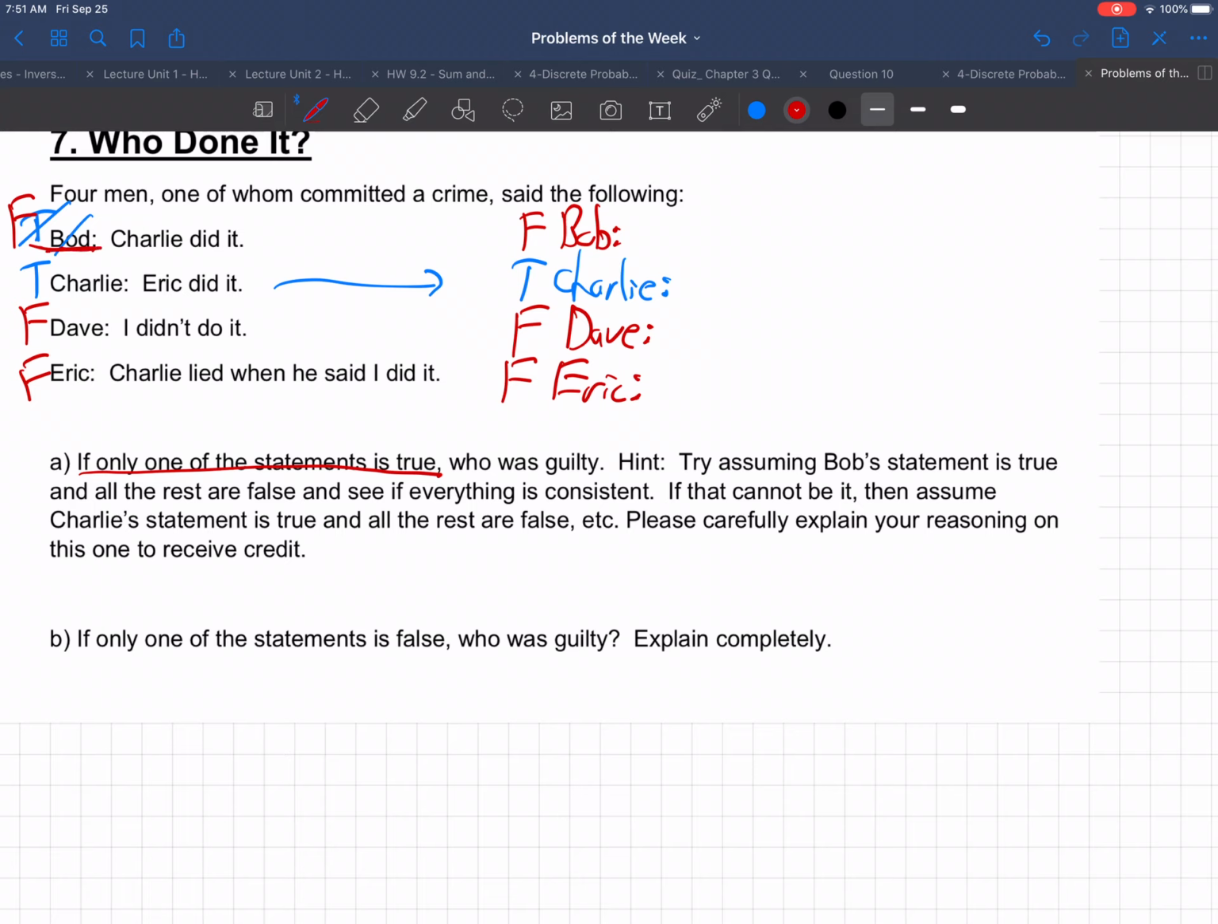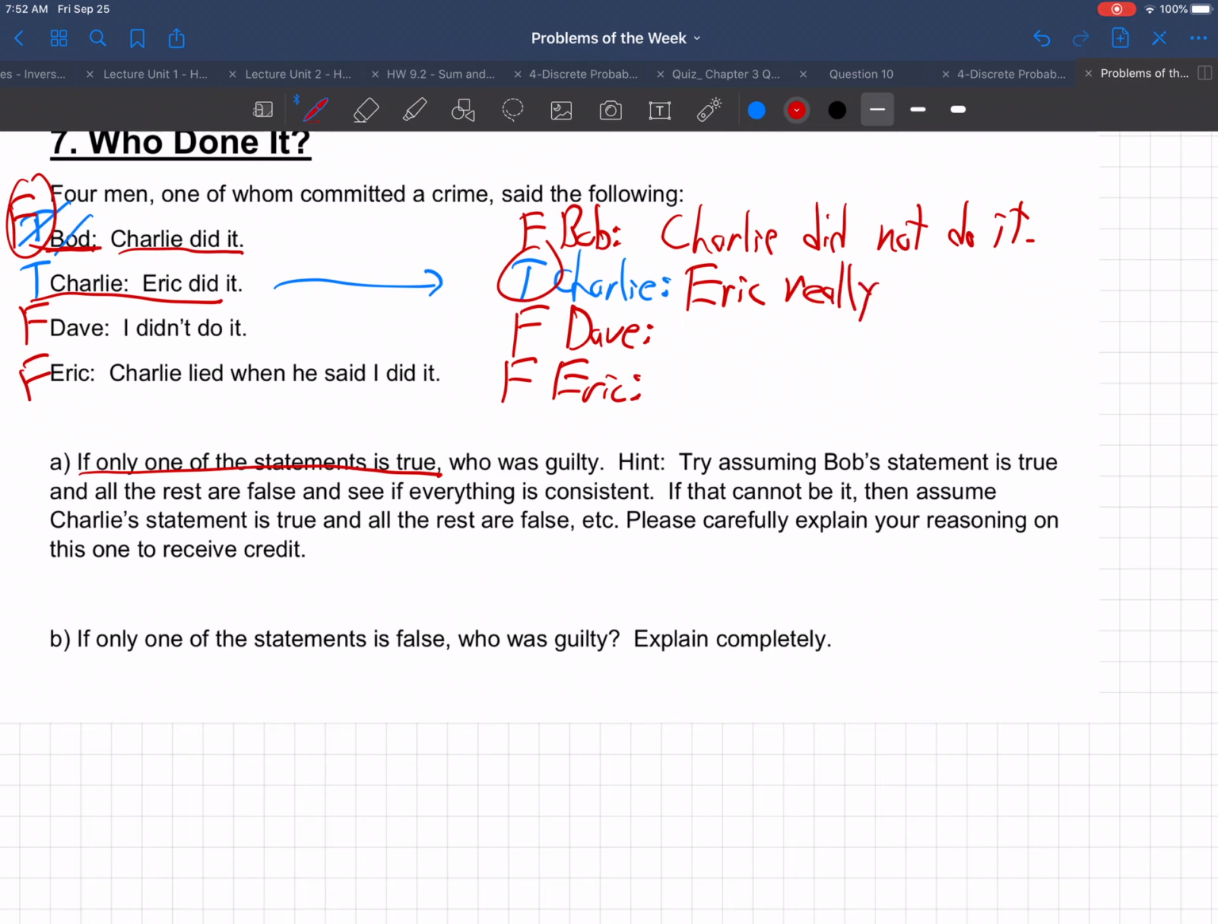If Mr. Bob here is false, and he says Charlie did it, but he's false, he's lying, that means Charlie did not do it, right? He says Charlie did it, but he's false, so no way. What does Charlie say? Charlie says Eric did it, and he's telling the truth. So that means Eric really did it. Okay. Whoops, I wrote the wrong thing there. Did it. There we go.